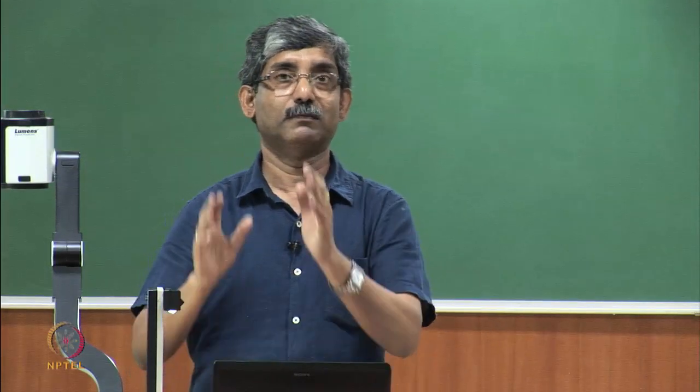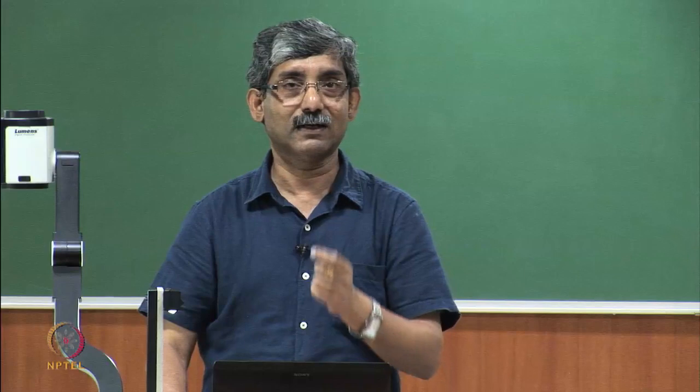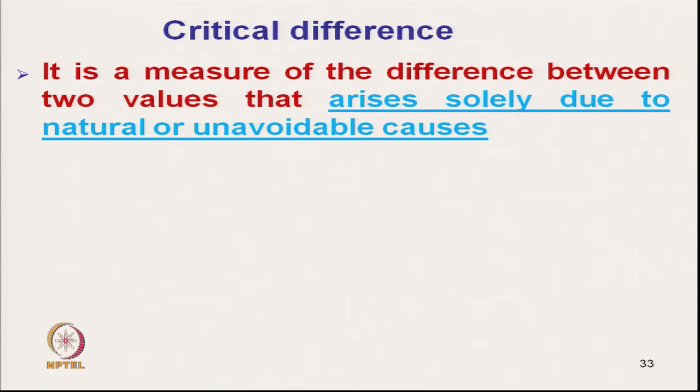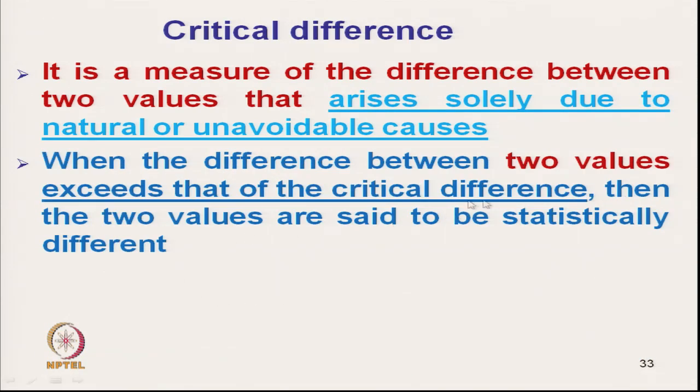Before going to the actual sampling of fibers or yarns, let us try to understand the concept of critical difference. The critical difference is a measure of the difference between two values that arises solely due to natural or unavoidable causes. It is due to natural cause. That is called critical difference. When the difference between two values exceeds this critical difference, then we can say it is statistically different.